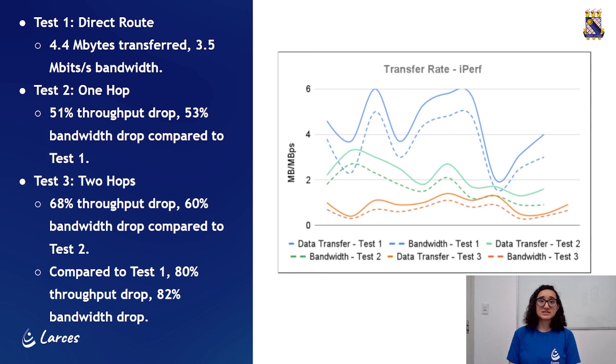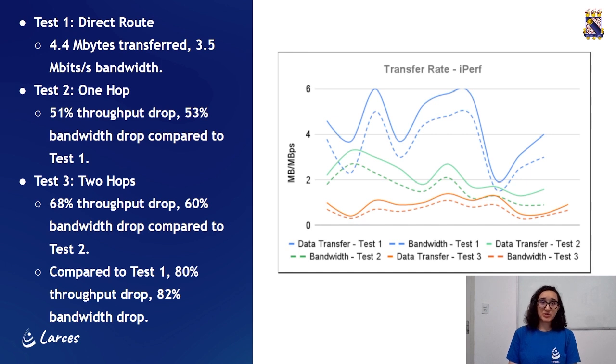In the second test, we use one hop and obtain a result of 2.18 megabytes transfer and 1.65 megabits per second bandwidth, indicating a 51% drop in throughput and 53% in bandwidth compared to the first test, as we can see here in the green lines in the graph.